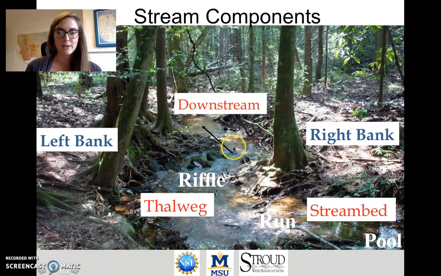We also have some important geomorphic units here. The riffle, which I described previously as a relatively shallow, fast-moving area over rock or gravel substrate. A pool, which is a relatively deep area where the water is moving slowly. And a run is somewhere in between, an intermediate depth and intermediate water velocity. The stream bed, of course, is the area over which the water is flowing, and the thalweg is the area of the stream channel where the water is the deepest. So it follows the course of the river channel where the water will be the deepest.